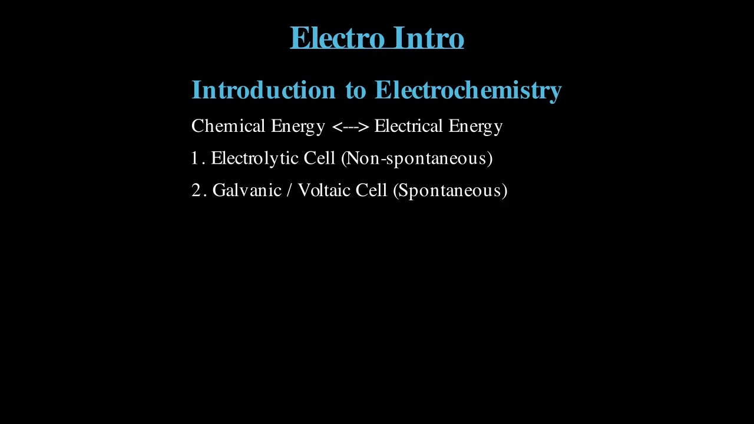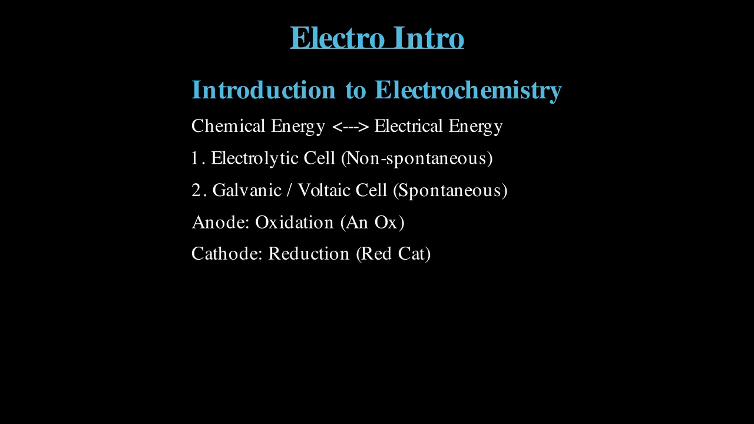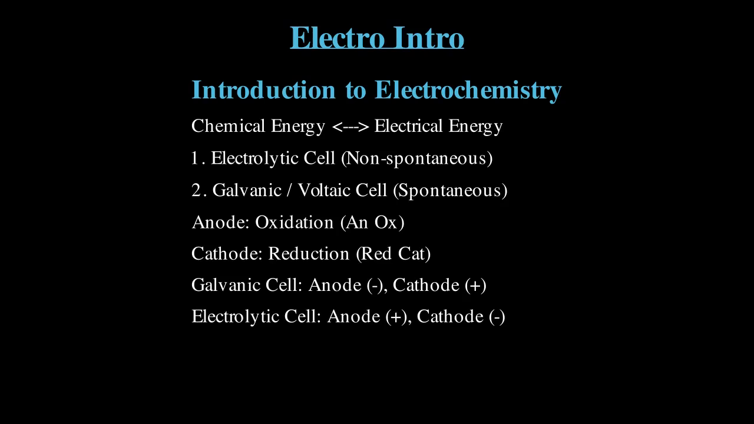The key idea in both cells is that oxidation always occurs at the anode, and reduction always occurs at the cathode. Remember the mnemonic: An Ox and Red Cat. However, the charge of these electrodes is different. In galvanic cells, the anode is negative and the cathode is positive. In electrolytic cells, this is reversed; the anode is positive and the cathode is negative.